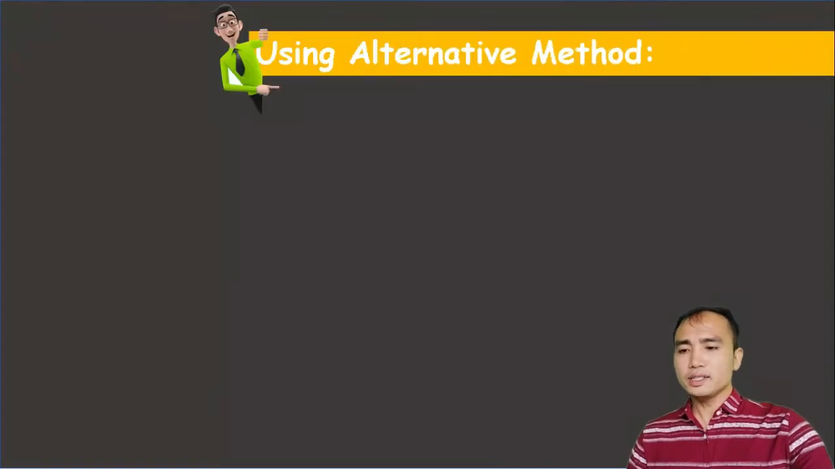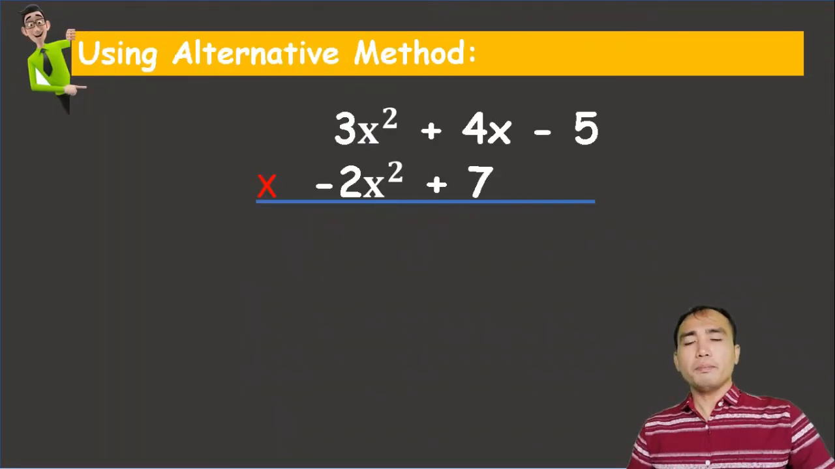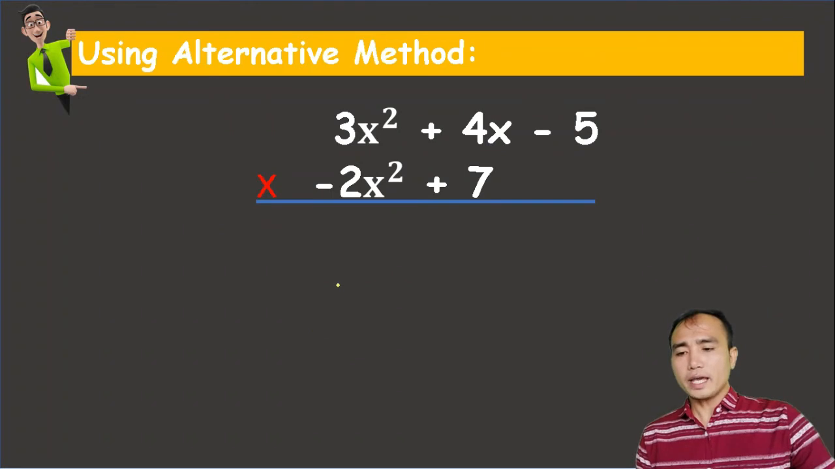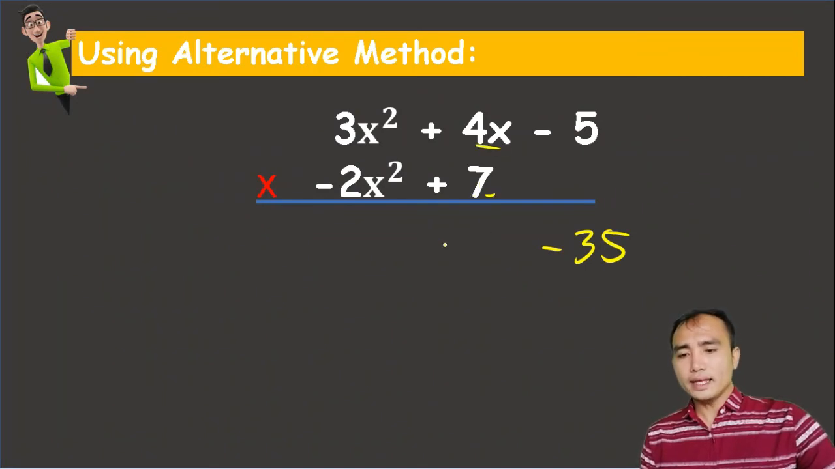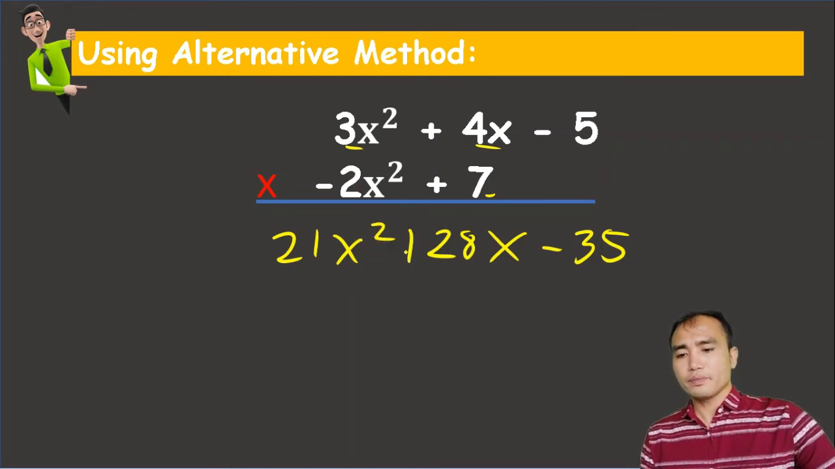Okay, let's have one more example. 3x squared plus 4x minus 5 times negative 2x squared plus 7. Okay, 7 times negative 5 is negative 35. Next, 7 times 4x is equal to 28x. Then 7 times 3x squared is equal to 21x squared. Okay, this is positive, so plus.